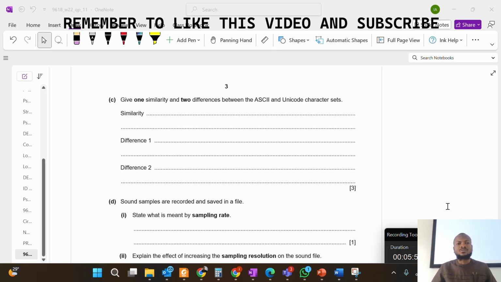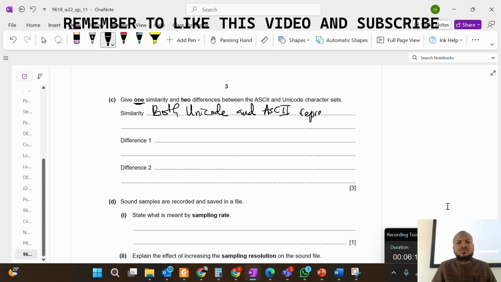Since we are asked to state one, then we can only write one. Okay, there's no need of writing more than one, since we are only requested to write one. So we can write that both Unicode and ASCII represent characters using a unique code. Is this understood?